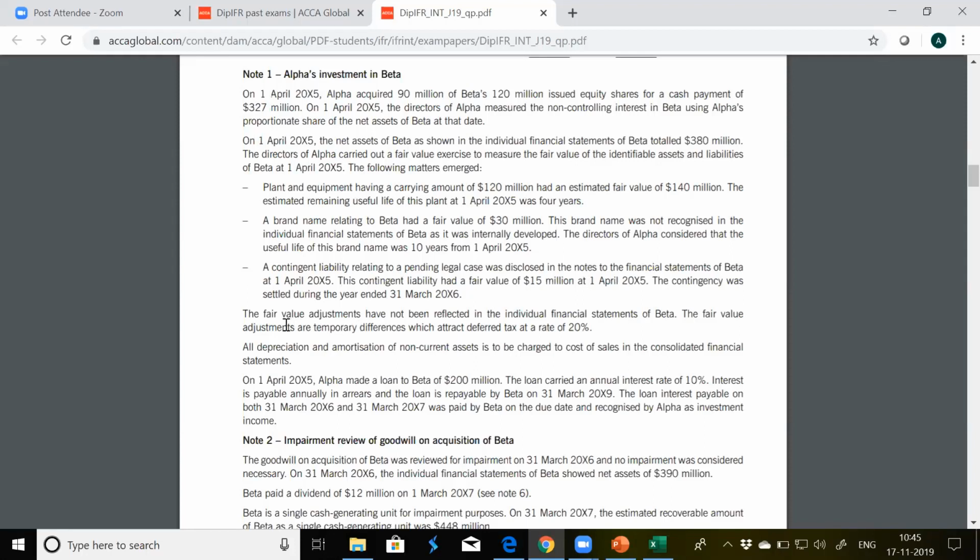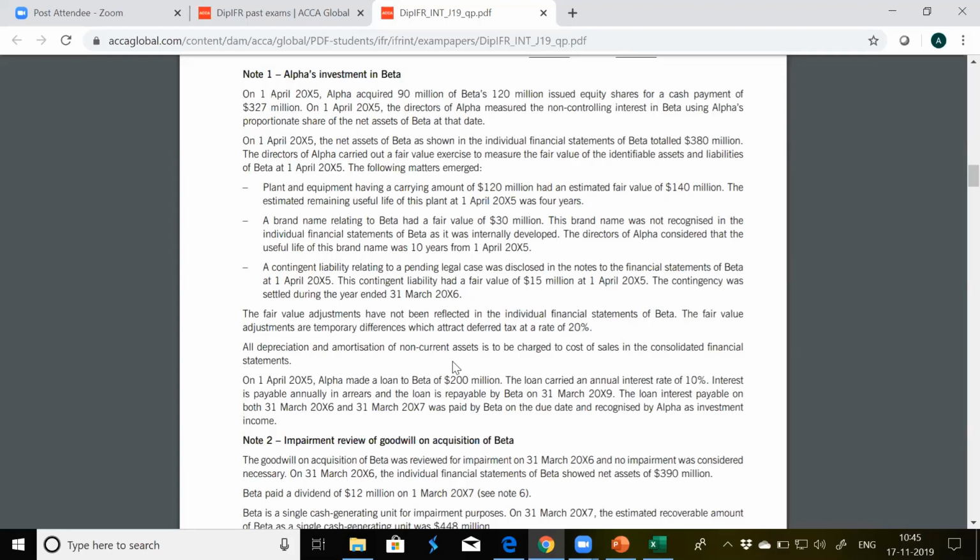Fair value adjustments have not been reflected in the individual financial statements of Beta. That means we need to include them. The fair value adjustments are temporary differences which attract deferred taxes. So while we are calculating working note number 2, net assets of subsidiary, we also need to take care of the deferred tax as well.